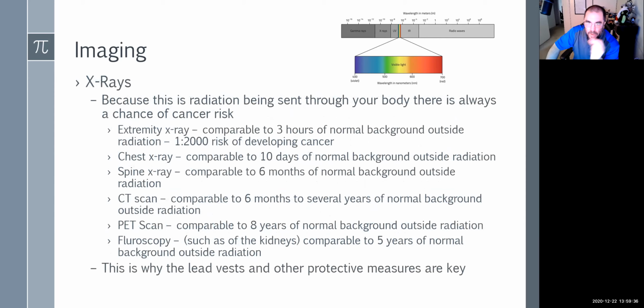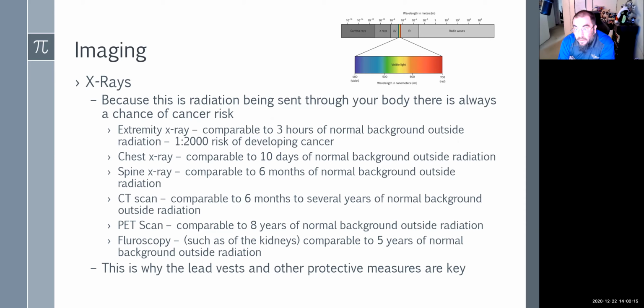So with X-rays, and all the other stuff, with all of those there's a chance of radiation because it's being sent through your body, right? So say an extremity X-ray, an arm or a leg: it's comparable to about 3 hours of normal background outside radiation. So it's about the same as spending about 3 hours outside. It's about a 1 in 2,000 risk of developing cancer. To put that in perspective, a cross-country flight, say you go from here to New York, is about a 1 in 200 chance risk of developing cancer, because the plane itself doesn't protect you from as much of the outside radiation as the ground does.